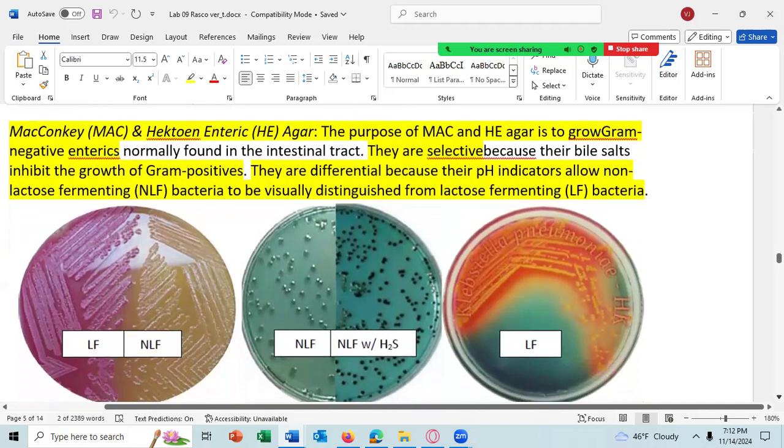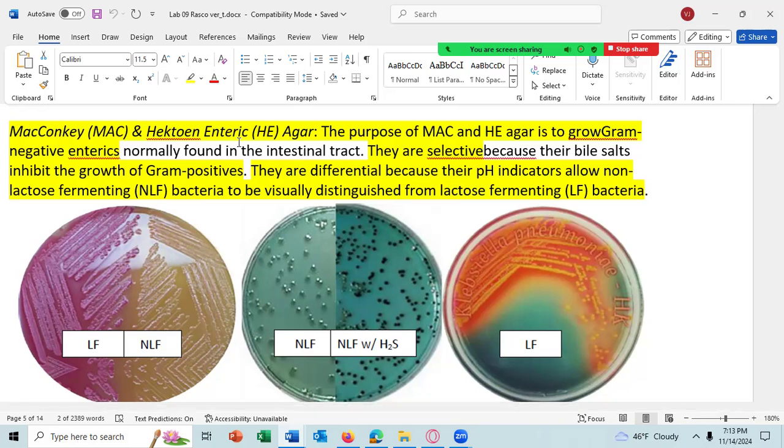All right, let's talk about the MacConkey's agar and HE, or Hektoen enteric agar. MacConkey is also called MAC. With these two tests, we're looking at the growth of cells, and if it grows on the media, it's likely to be gram negative, because both MacConkey's and Hektoen enteric agar have ingredients in them that select against gram positive cells. So if there's growth, it's likely to be a gram negative.